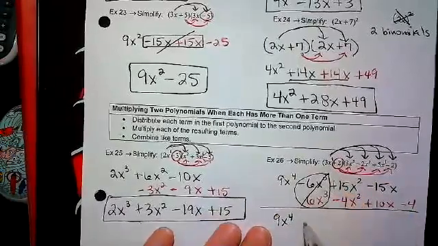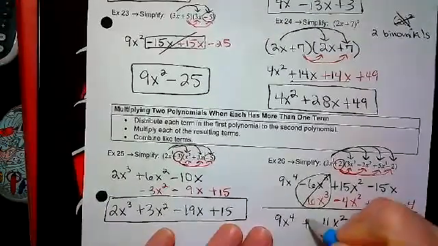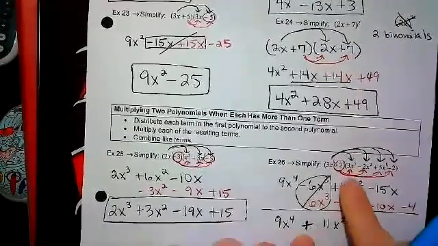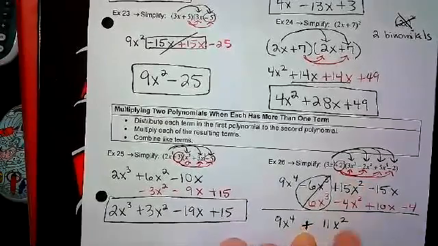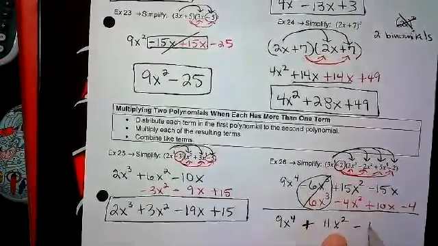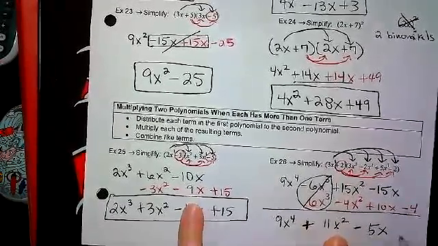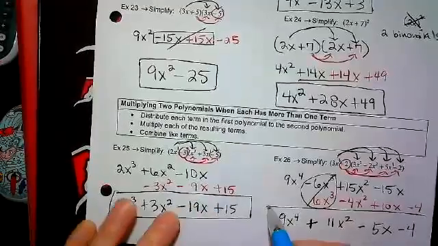15 minus 4 is a positive 11x squared. So you always have to connect it with a plus or minus sign. So since it's a positive, you put a plus 11x squared. And a negative 15 plus 10 is a negative 5x. And then we're not combining anything with that constant.